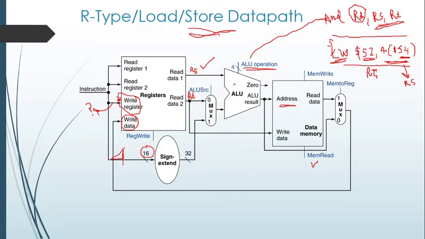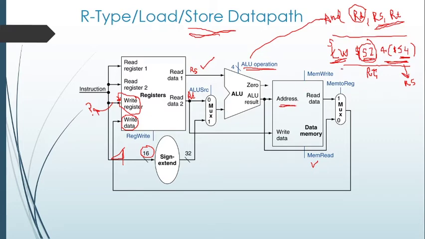So the first portion is the same. RS plus offset calculates the address. That address is passed to the memory. The second thing is important here: this RT is now the source, not the destination.